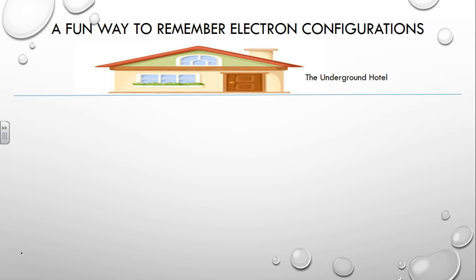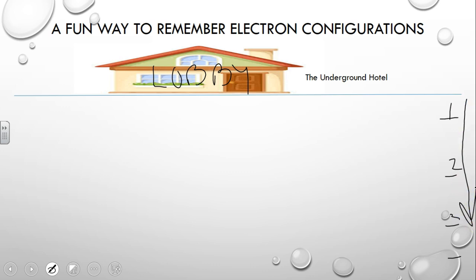With the underground hotel, this thing here is the lobby. This is the funny lobby. And then there are floors underneath the ground. There's the first floor and the second floor and the third floor. The important thing is, the further down we go, the floors get numbered bigger. So it's 1, 2, 3, 4. It's not the other way.